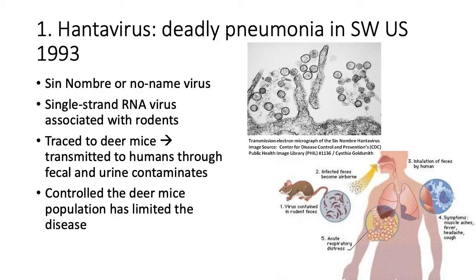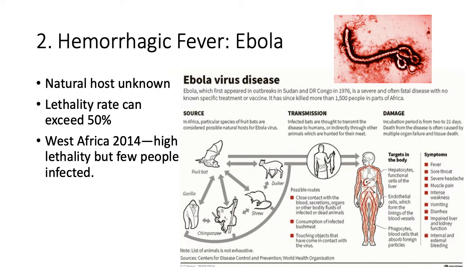All right, another emergent virus is Ebola, or hemorrhagic fever. The natural host of this is unknown, but you can see they have a couple hypotheses in this diagram. They think it's bat, but the reason why Ebola is really, really dangerous is that the lethal rate can exceed 50%. So you remember a few years ago, back in 2014, Ebola struck Africa.